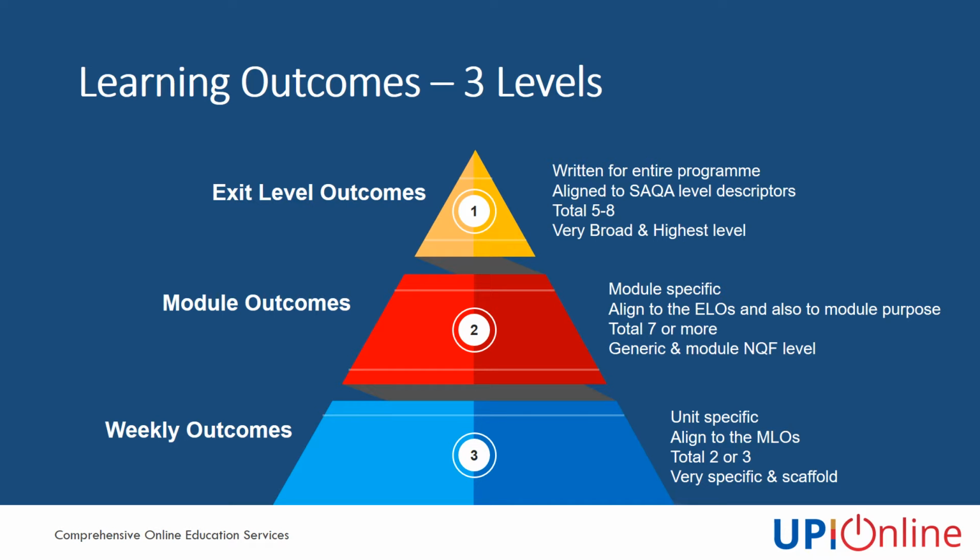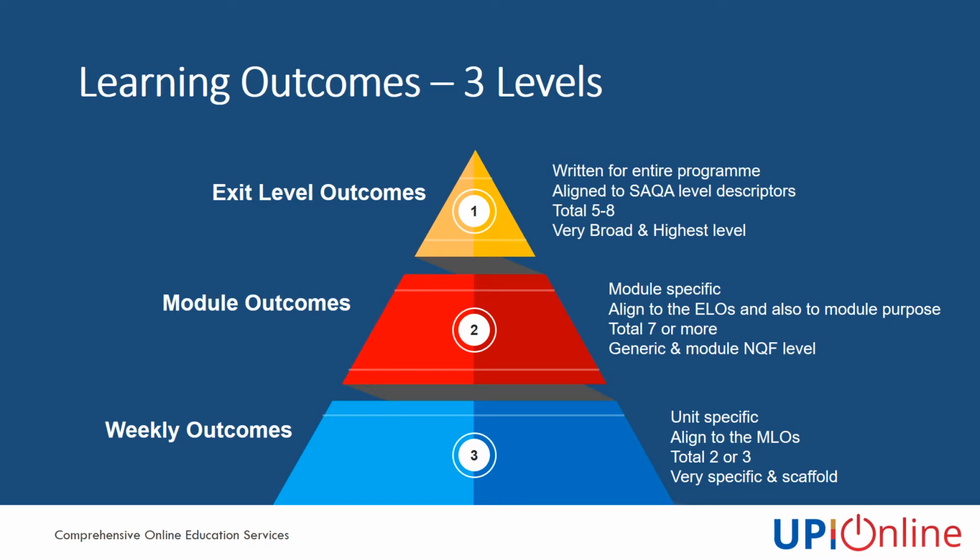Learning outcomes are typically written on 3 levels. First, the exit level outcomes, or ELOs, are written for the program in its entirety. They must be aligned to the exit level SAQA level descriptors. Thus, a 3-year bachelor degree must have ELOs on level 7, whereas a 1-year PG DIP must have ELOs on level 8. Usually there are 5 to 8 ELOs per program.